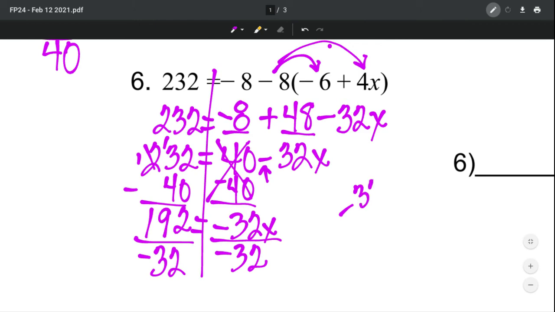Negative 32 times 6. 12. 192. Perfect. And it's a negative. So is my answer going to be negative or positive 6? I have a positive divided by a negative, so it's going to be a negative 6. So x equals negative 6.